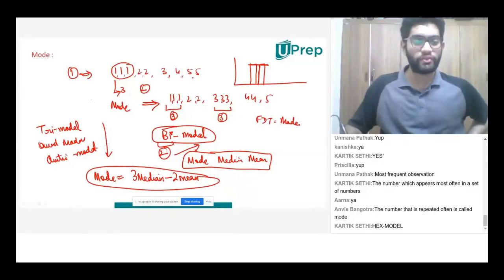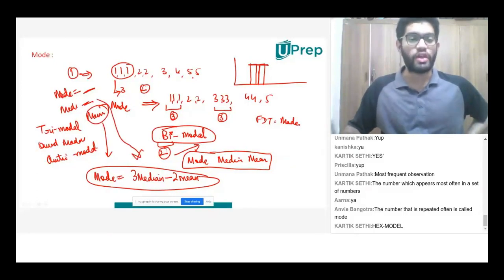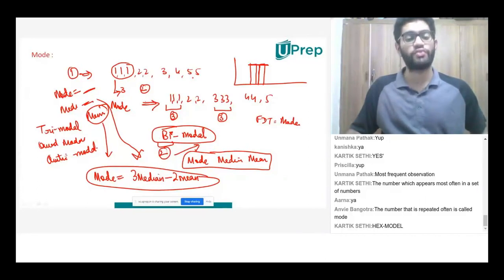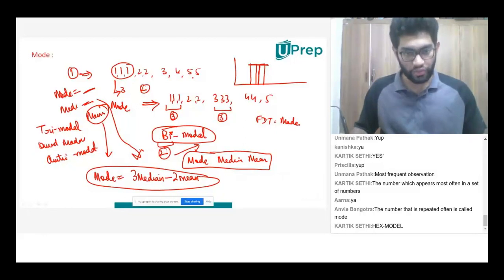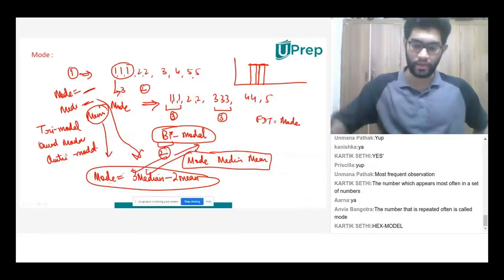For example, if the value of mode is given, or the value of median is given, and the mean is to be found out, that is when you can directly come into this. If a frequency distribution table is not given, if a graph is not given, if a set of data is not given, and if direct numbers or values are given, that is when this comes into play.